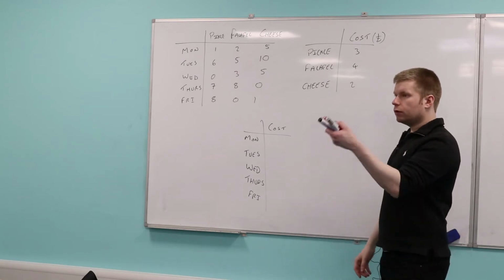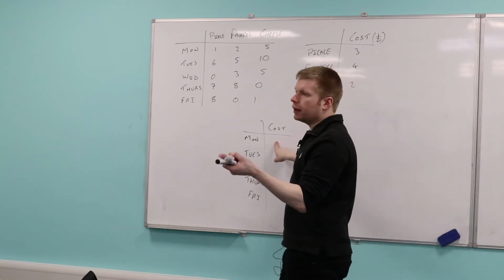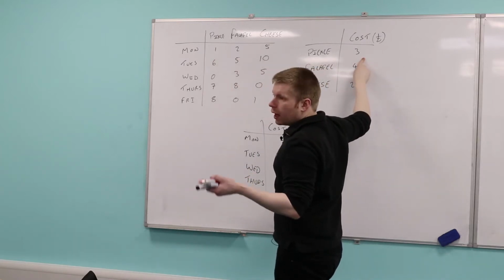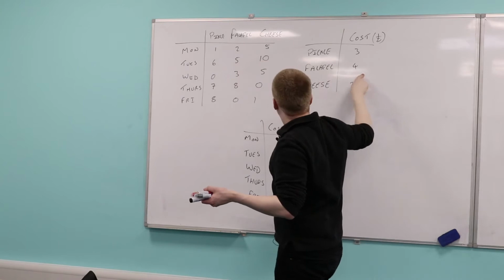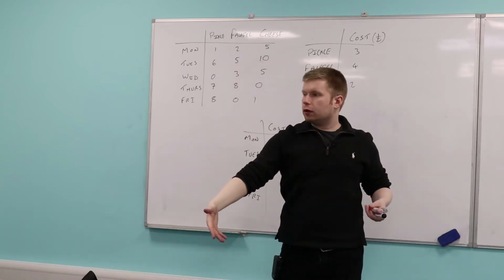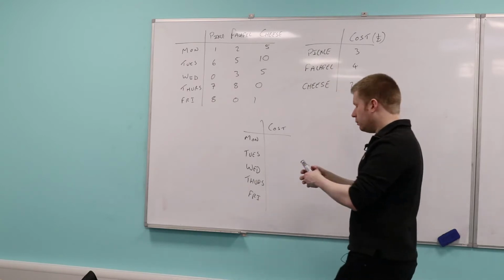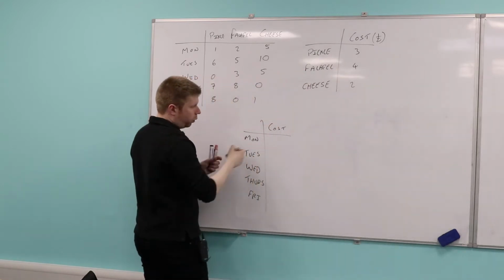Just multiply. Okay, so what am I multiplying? To find the cost for Monday: 1, and then the cost of the pickle. Absolutely. And then the falafel, and then the cost of the falafel, and then the cheese. Absolutely. And add the total together. Then you add them all together. Okay, so let me just write that down so that we've got it on the board.